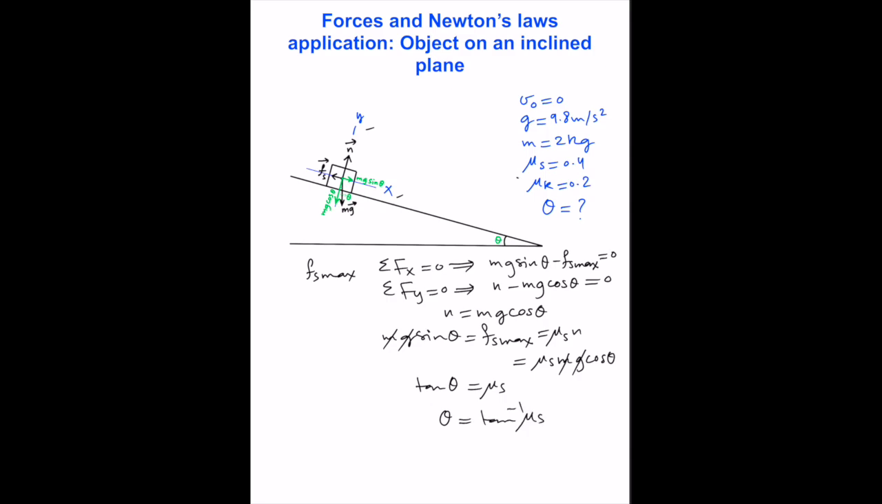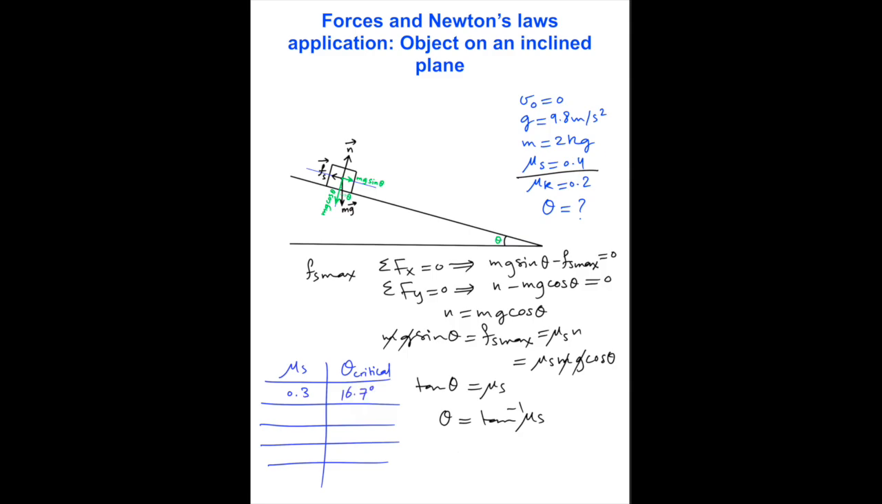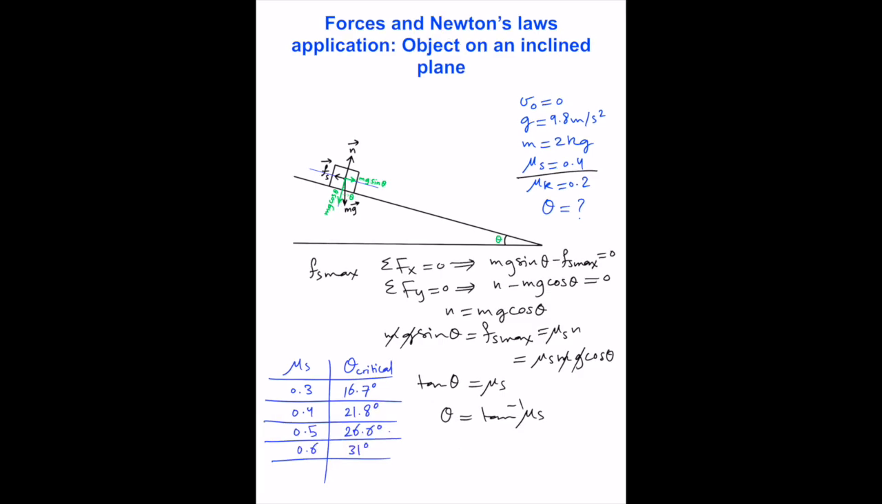In the case of mu s equal to 0.4, the critical angle is approximately equal to 21.8 degrees. So at 10 degrees, the block will remain stationary. But if we increase the angle above 21.8 degrees, such as 30 degrees, it will start sliding. So if mu s is less and is 0.3, then the critical angle is 16.7 degrees. At 0.4, as we calculated, it is 21.8 degrees. And these are the values at 0.5 and 0.6.